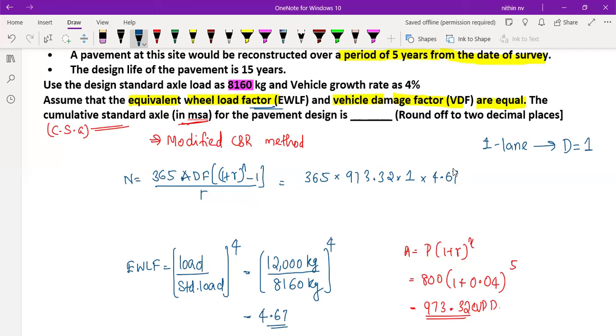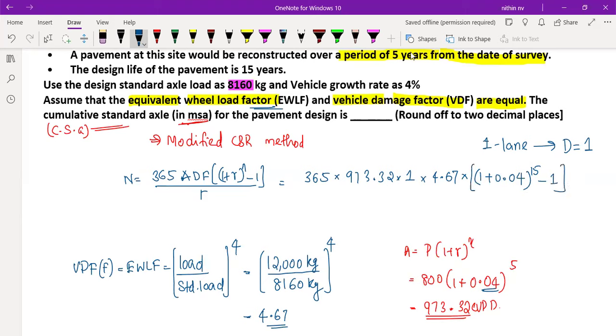Taking 4.67 into the equation. Why are we taking it like this? They told us that the vehicle damage factor, which is nothing but F in the equation, is equal to the equivalent wheel load factor. That's why we are taking F equal to this 4.67. Got it? Now we have completed 365 ADF. Now what is remaining? 1 plus R raised to N. We know the rate is already used here also, 1 plus 0.04, which is nothing but 1 plus R, now raised to N. N is nothing but the design life, which is given as 15 years, minus 1.